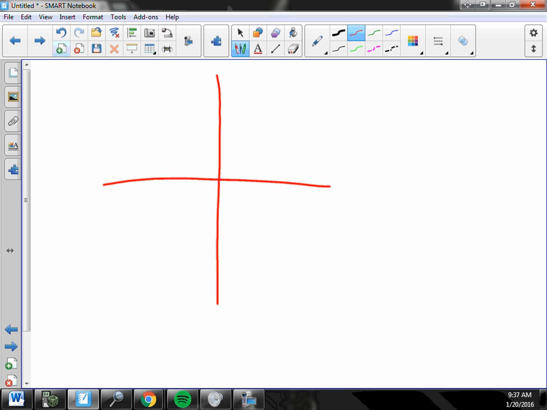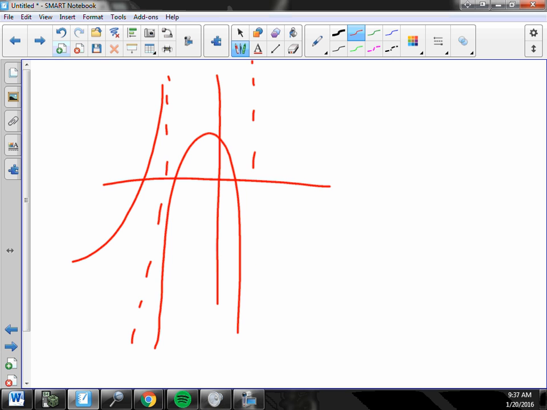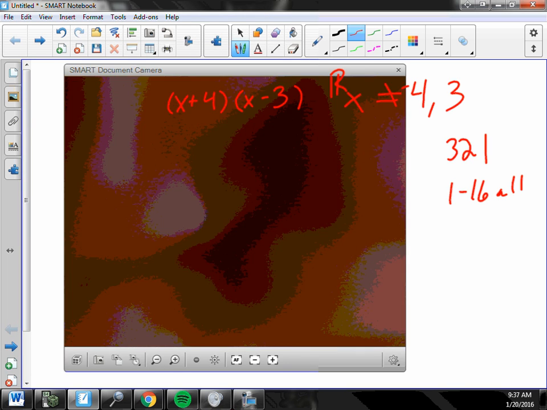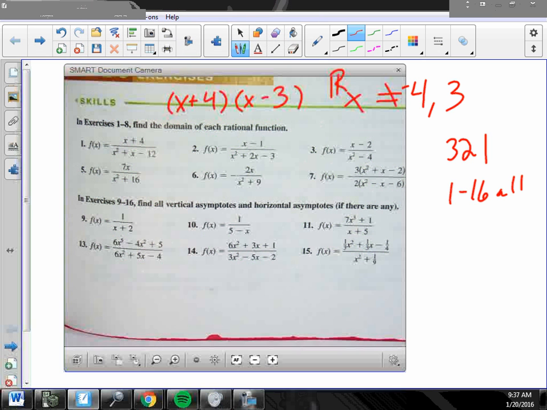And rational functions look like this with vertical asymptotes. There's another vertical asymptote. And they can also have holes. So we need to figure out, how do you tell the difference between a hole and a vertical asymptote? And it's actually really easy. You look at the original equation, and when you factor it, do any of the factors cancel?